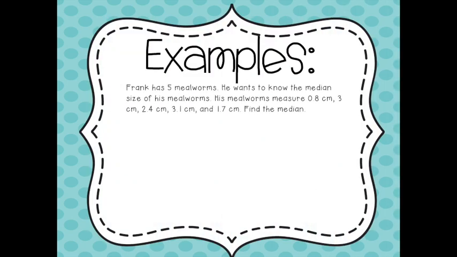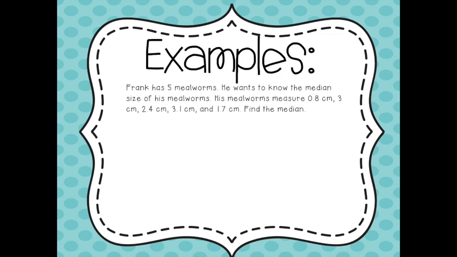All right, this time we have Frank. Frank has 5 mealworms. He wants to know the median size of his mealworms. His mealworms measure 0.8 centimeters, 3 centimeters, 2.4 centimeters, 3.1 centimeters, and 1.7 centimeters. Find the median. You should be thinking to yourself, what is the first step for median?